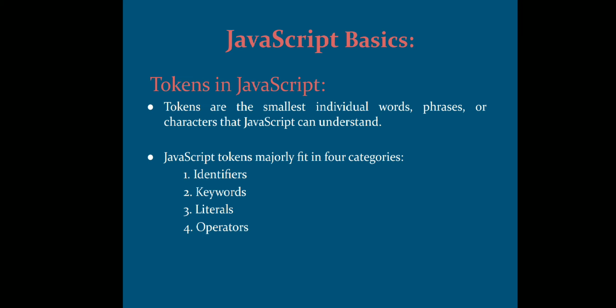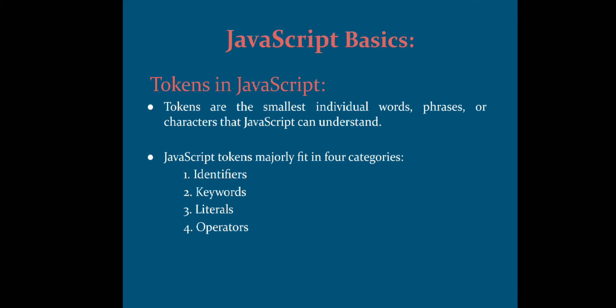Now let us come to the basics of JavaScript. Till now we have seen how to include a script. Now we'll start our JavaScript basics. Whenever we are learning the basics of JavaScript, the first thing you have to learn is tokens. A token is the smallest individual element in a program statement.